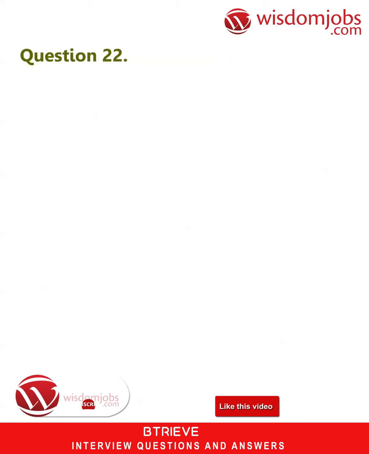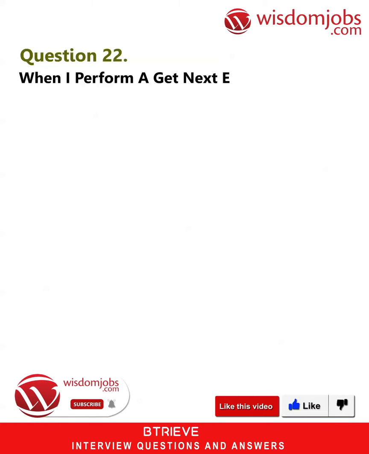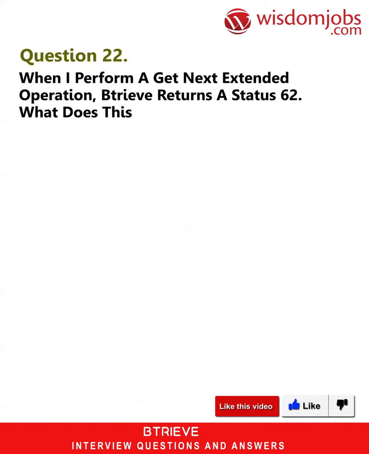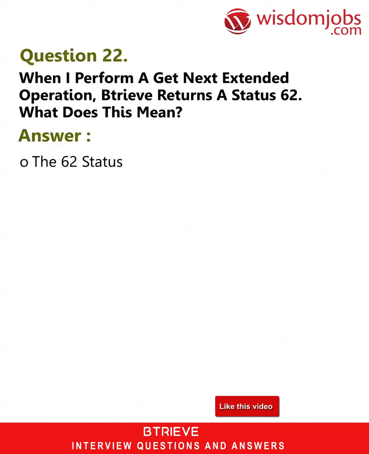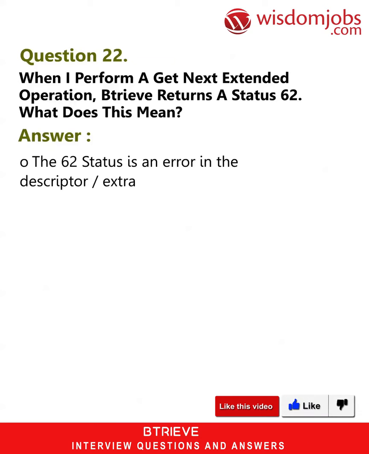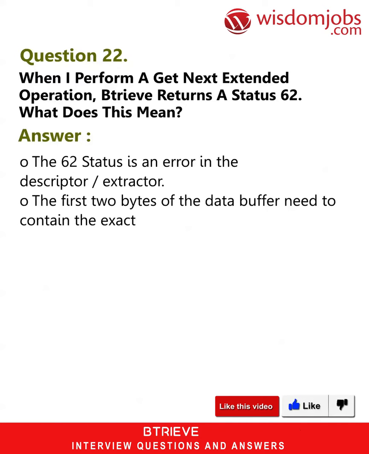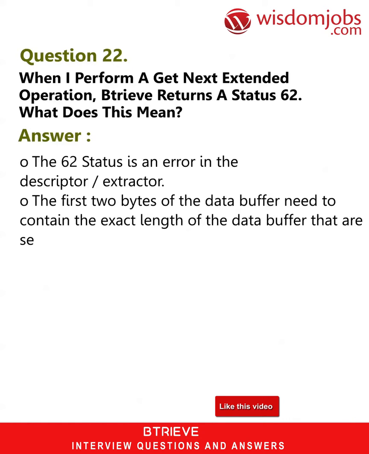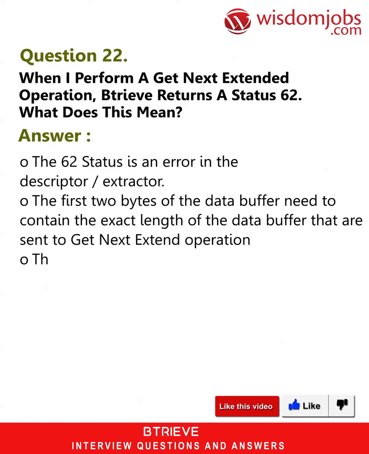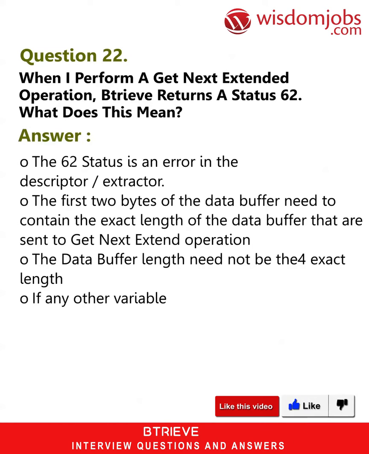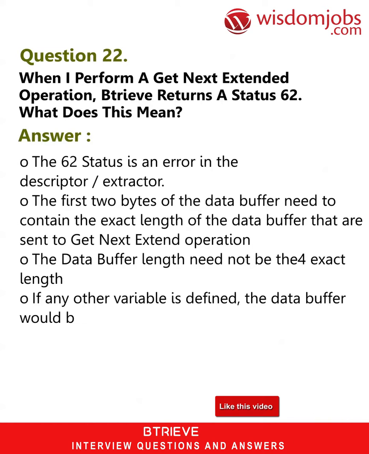Question 22. When I perform a GetNext Extended operation, Btrieve returns a status 62. What does this mean? Answer. The 62 status is an error in the descriptor extractor. The first 2 bytes of the data buffer need to contain the exact length of the data buffer that is sent to the GetNext Extended operation. The data buffer length need not be the exact length. If any other variable is defined, the data buffer would be overwritten.